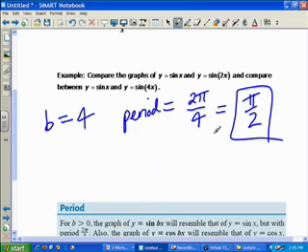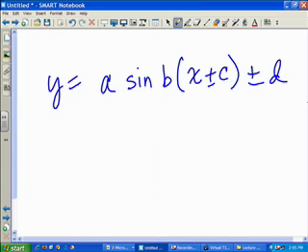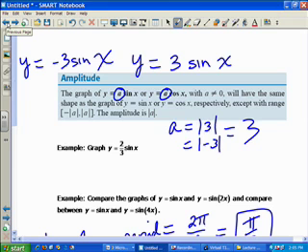All right. We've covered the A and the B. So what's left? Let's talk about the C and the D, and then we're pretty much done with what I need to get across to you today. Just simply their effects on the graph.